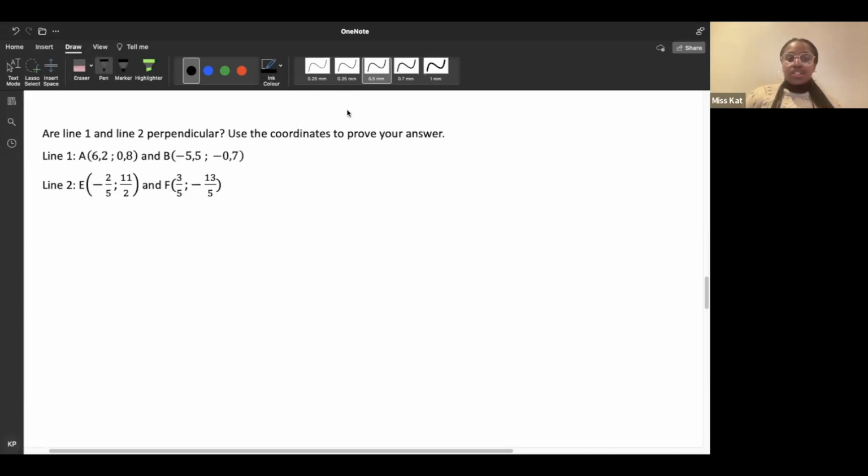Let's get started. Let's find the gradient for line 1, gradient for line 2. Then we're going to check if these two are perpendicular. Palisa's hand just went up. Yes, Palisa. I would like to find line 1 with you. Okay, let's do line 1. We're going to say m equals y1 minus y2 divided by x1 minus x2.